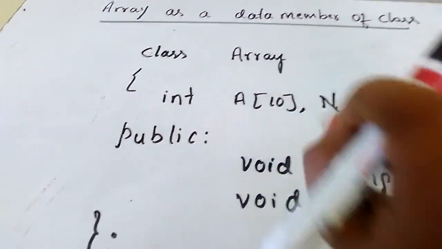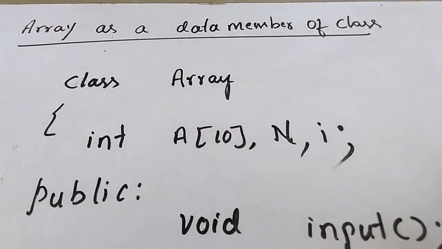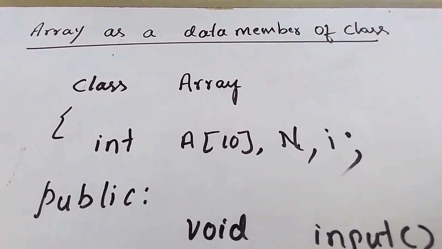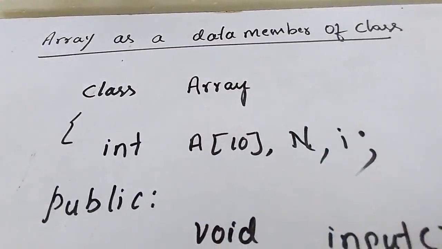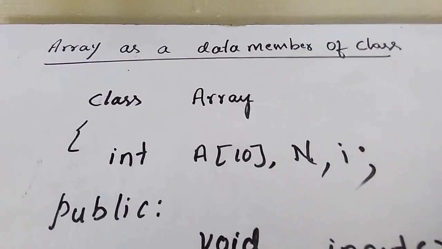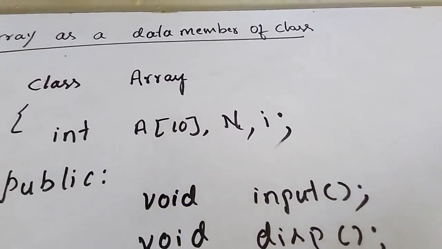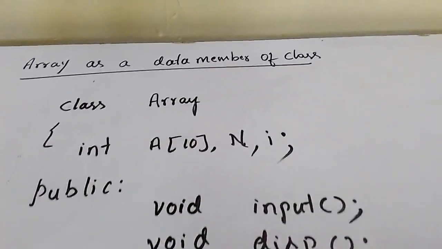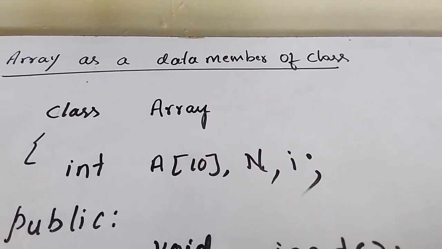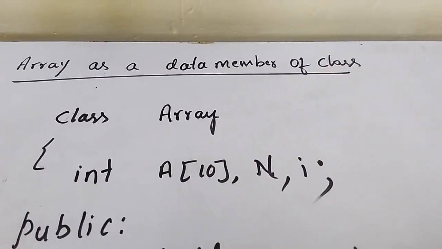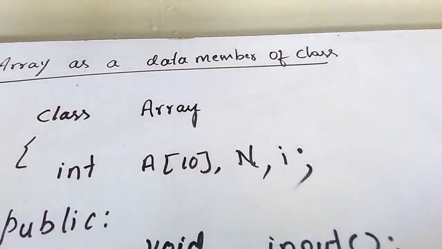Though we have declared a of 10, it allocates a total of 20 bytes of continuous memory locations. One integer requires 2 bytes, so it is 20 bytes of continuous memory allocation. Among 20 bytes or among 10 memory locations, how many memory locations do you want to use? That value has to be stored in n. Randomly I have taken a of 10.